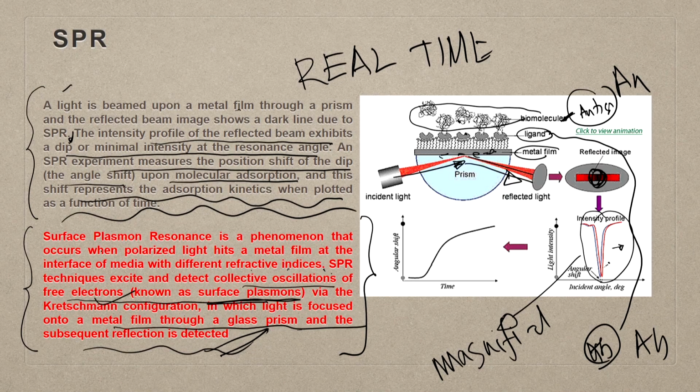surface plasmons, or those electrons, again, let me repeat the definition. Surface plasmon resonance is a phenomenon that occurs when polarized light hits a metal film at an interface of media with different refractive indices. The SPR technique excites and detects the collective oscillation of the free electrons known as surface plasmons via the Kretschmann configuration, in which light is focused onto a metal film through a glass prism and the subsequent reflection is detected.